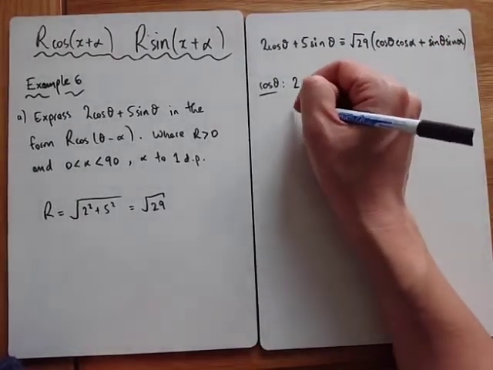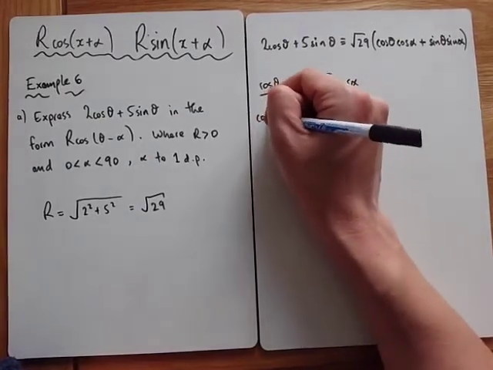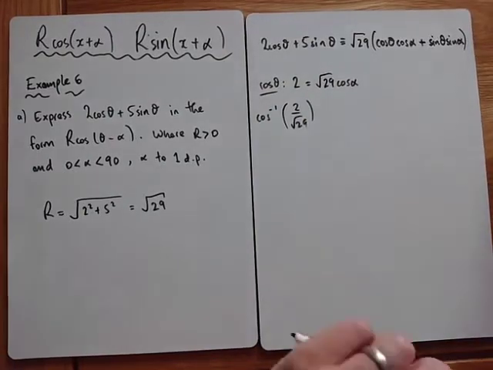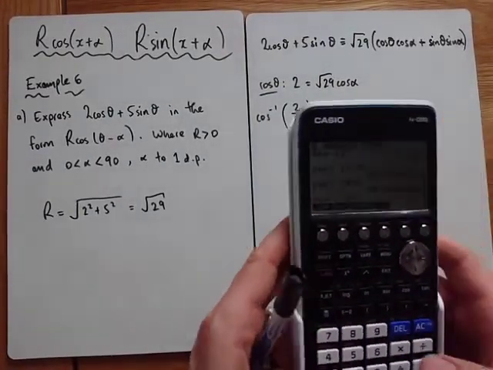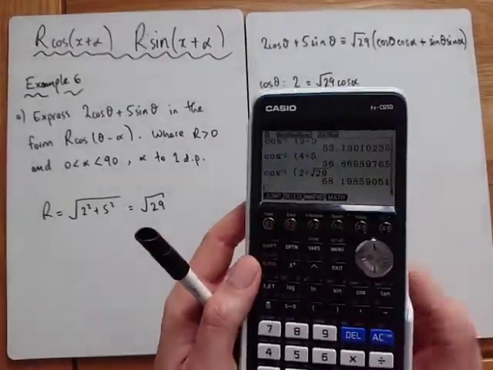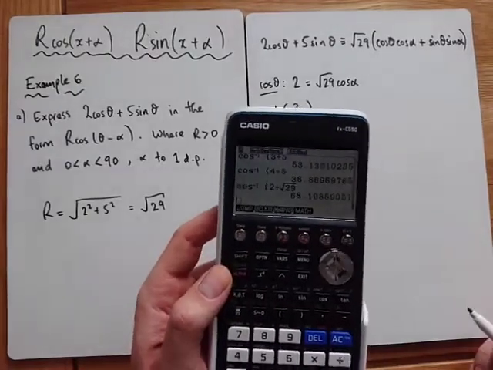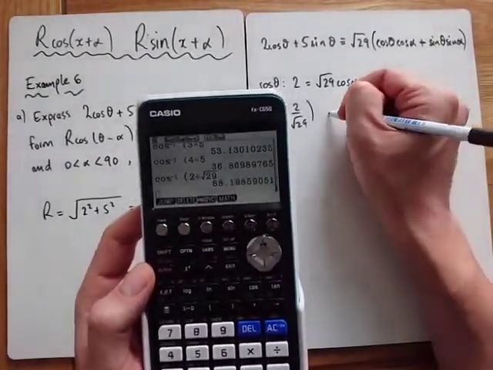So if we take cos inverse of this, it's 68 point, how many decimal places, it's 1 decimal place, so 68.19, 68.2.